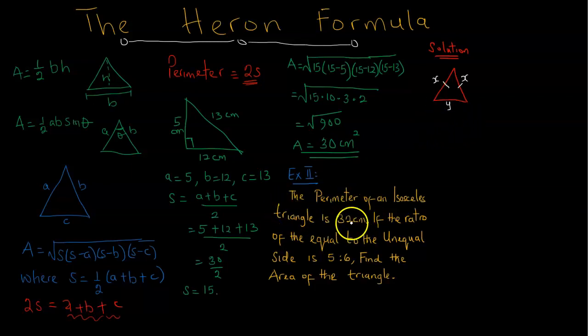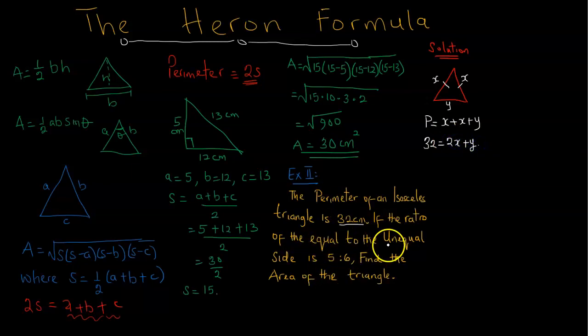So since the perimeter is 32 centimeters, perimeter is just the sum of the boundaries. So I've got three boundaries here, so it means my perimeter is going to be x plus x plus y, and I have a value for that. So this tells us that 32 is equal to x plus x, which is 2x, plus y.